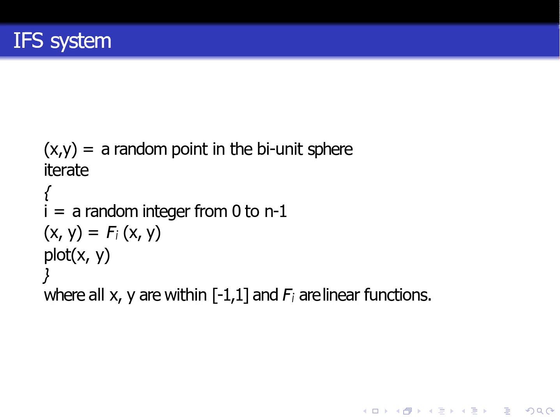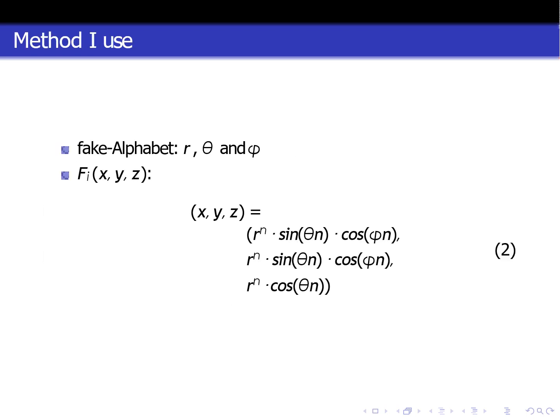In this project, I combined these two algorithms by grouping R, theta, and phi as a fake alphabet and transforming each position by the following function. Compared to the true IFS algorithm, we only deal with one transformation, one more dimension, and the function becomes nonlinear. Then, with Blender's Python API, I implemented my algorithm and made two one-click generating scripts.